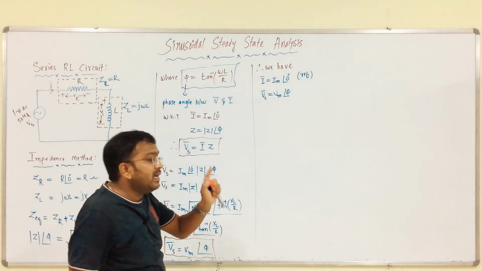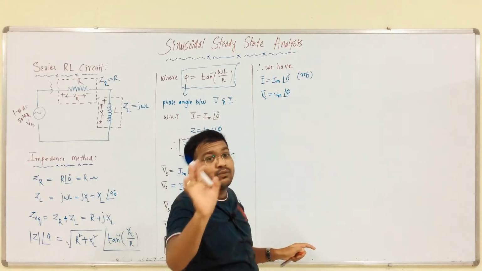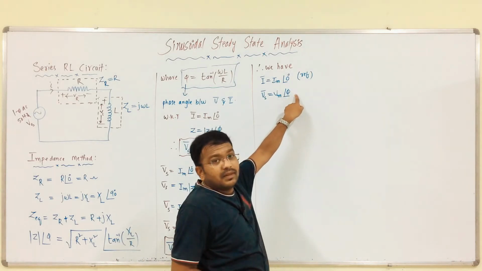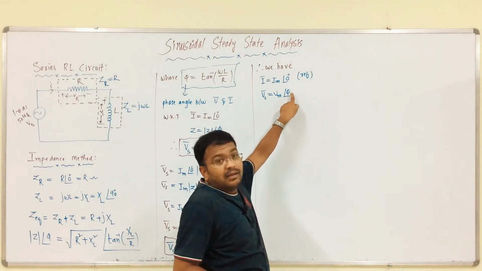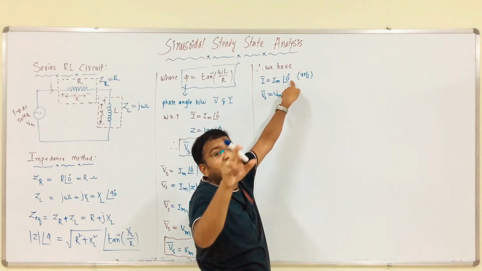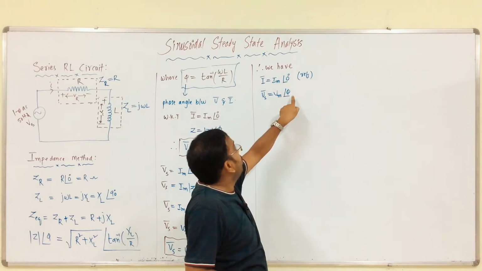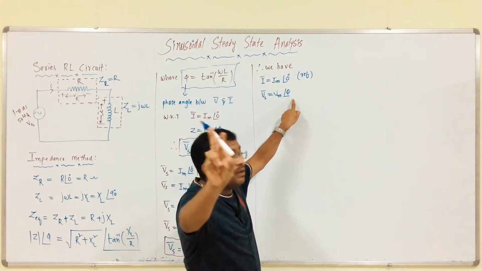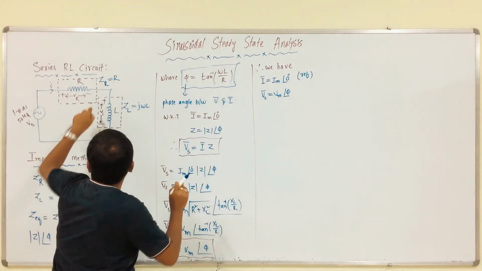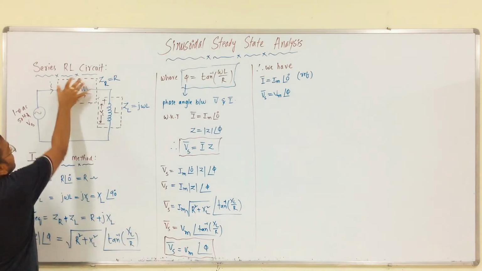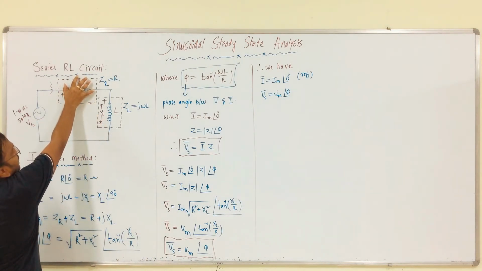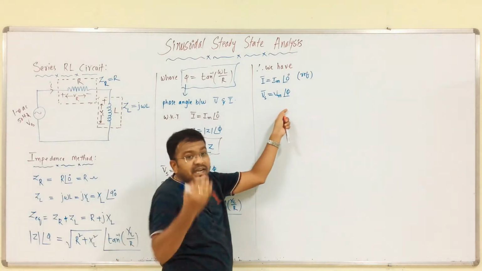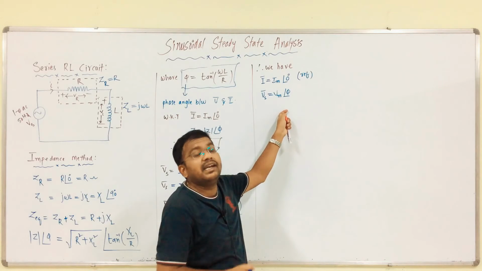In case of a pure inductive circuit, current always lags voltage by exactly 90 degrees. But here voltage has some angle, while current is at 0 degrees. So current lags voltage by some angle, not exactly 90 degrees. Note this point. If we do not have this resistance, it looks like a pure inductive circuit. Because of the addition of this resistance, the phase angle reduces, which is less than 90 degrees only.